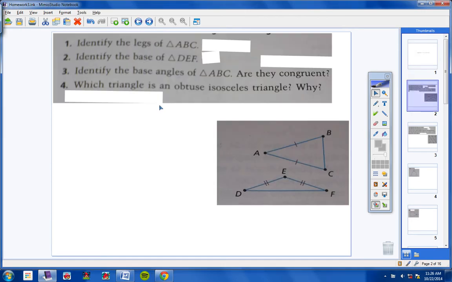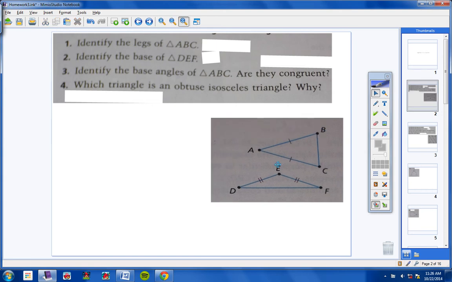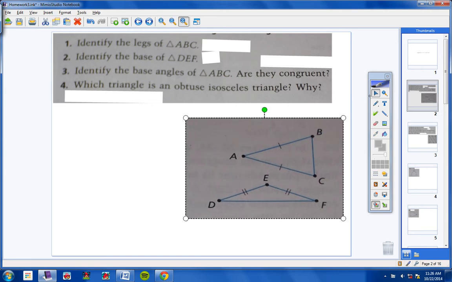All right, numbers 1 through 4. We're going to use this picture right down here to help us answer questions 1 through 4. So here we go. Question number 1. Identify the legs of ABC.